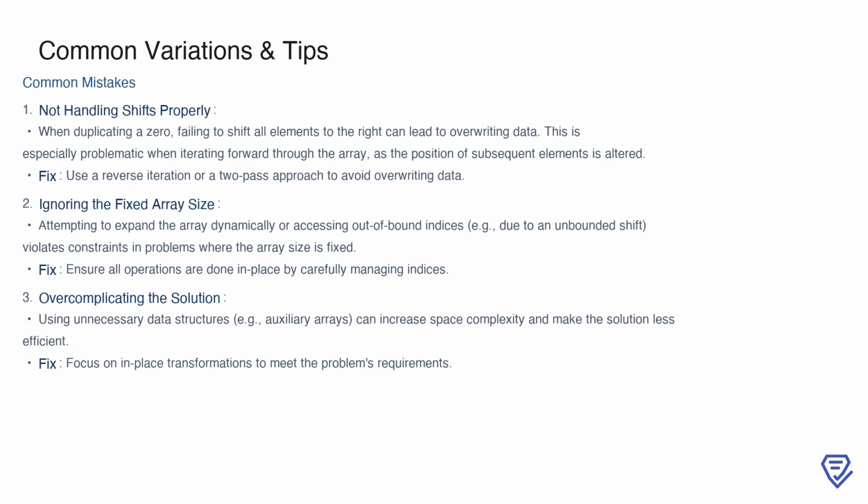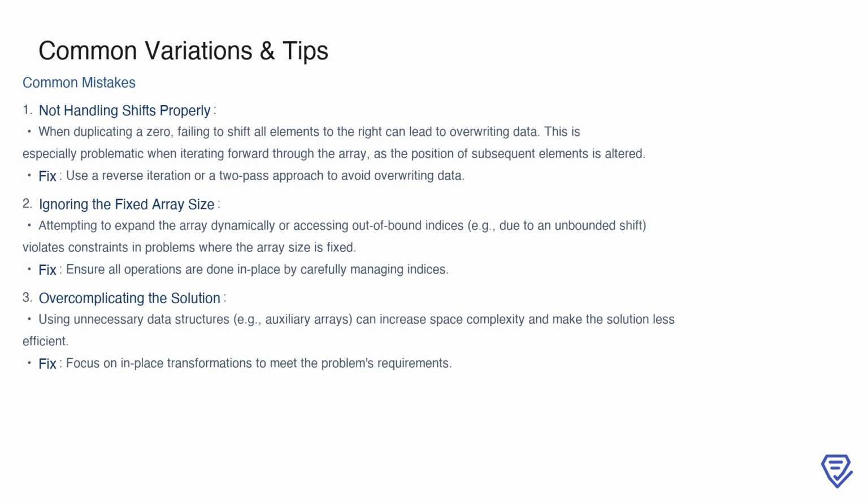First, not handling shifts properly can lead to overwriting data. This often happens when duplicating a zero and shifting elements to the right, especially if you're iterating forward through the array. The order of operations can disrupt the position of subsequent elements. To avoid this, a good practice is to use reverse iteration or a two-pass approach, which ensures data integrity.